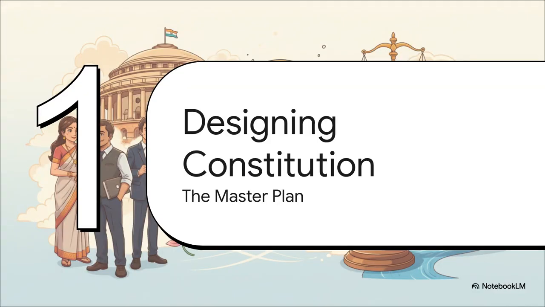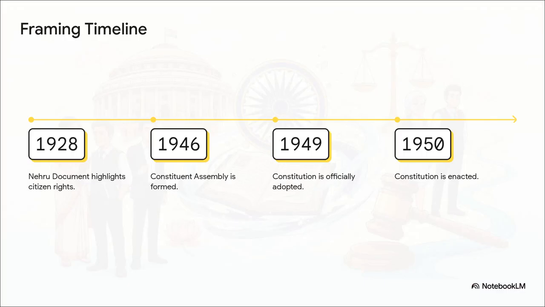All right, let's get into Section 3, Designing the Constitution, the Master Plan. Drafting this master blueprint? Yeah, definitely not an overnight job. It was a massive, sprawling journey that kicked off with the 1928 Nehru Report and led all the way to the Constituent Assembly in 1946.